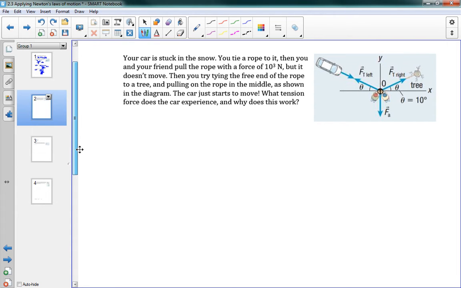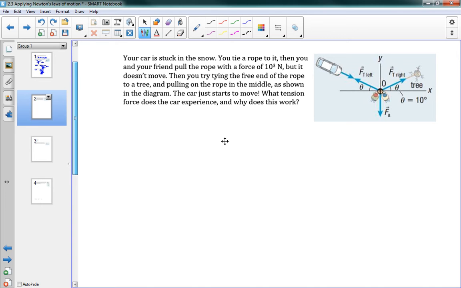We have a second equilibrium problem. It says your car is stuck in the snow. You tie a rope to it, then you and your friend pull the rope with a force of 10 to the 3 newtons, but it doesn't move. So to start with, we're saying, here's some car, here's some rope, we're both pulling at it with 10 to the 3 newtons. That's not enough to pull the car.